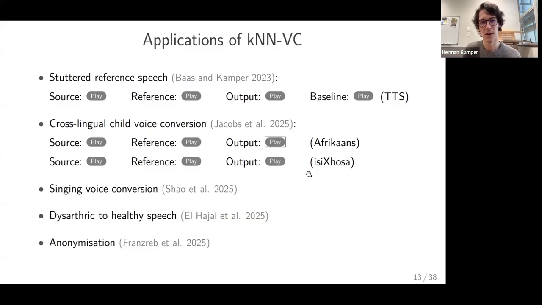Okay, so you can hear it sounds quite like a child. I'll also just play the isiXhosa output. Okay, and that's an adult input. Other people have used KNNVC for a ton of different things: singing voice conversion, applications in dysarthric to healthy speech conversion, and very recently anonymization.